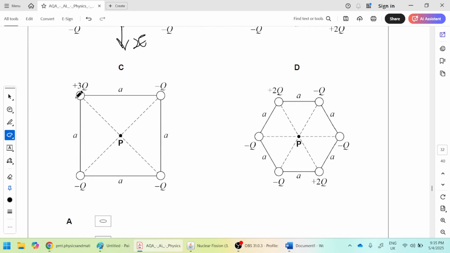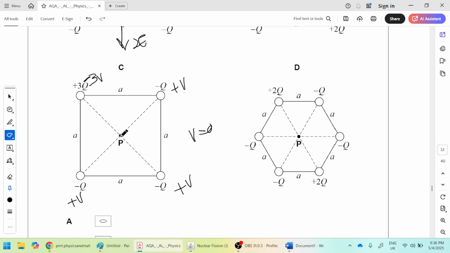Let's take a look at this one. The voltage due to this one here, since the R's are the same, I'm going to assume this one causes a voltage of 3V, minus 3V. This one will supply plus V. This one will supply plus V. This one will supply plus V, making the total voltage 0. Cool.